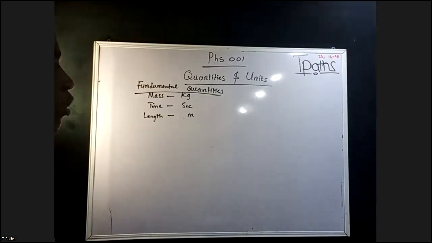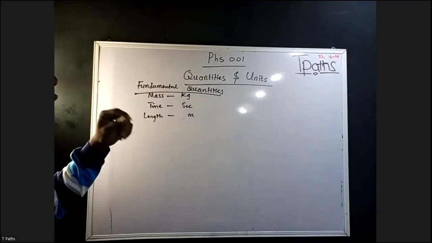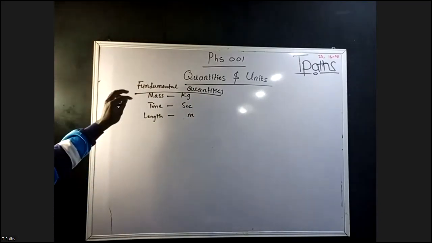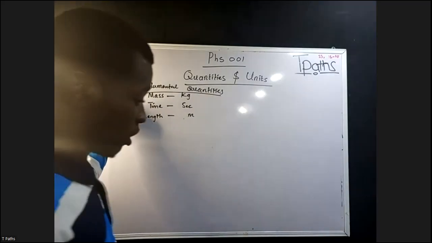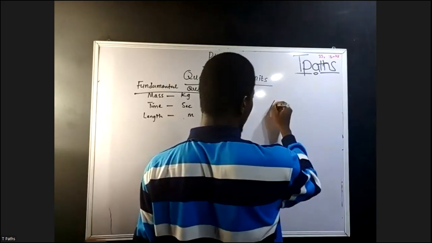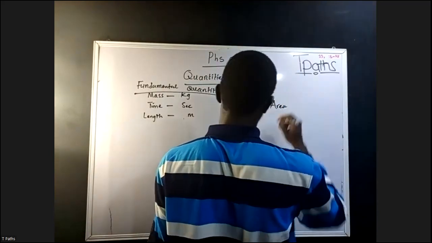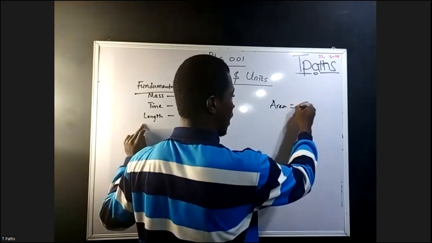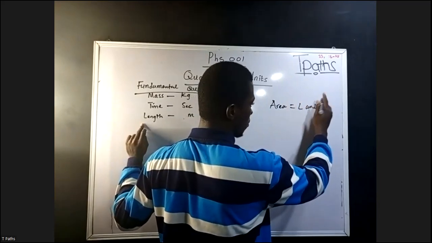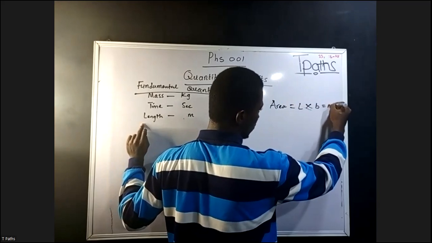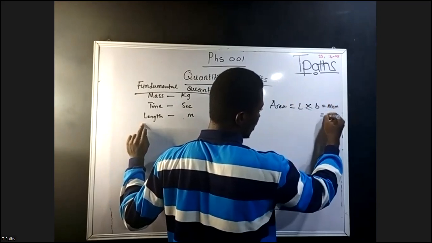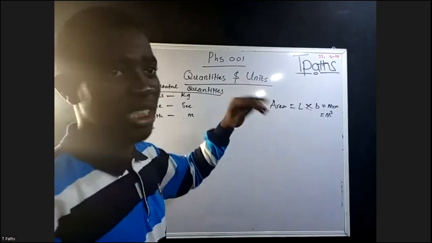So of course, derived quantities are quantities that are derived. They are gotten from fundamental quantities. In fact, that is why the name is called derived quantity. For example, if I want to talk about area, you will see that we take length and length. Length times what? Breadth. The product of length and breadth is what? Area. And that is meter times meter. The unit here is what? Meter square. It is being derived from this.